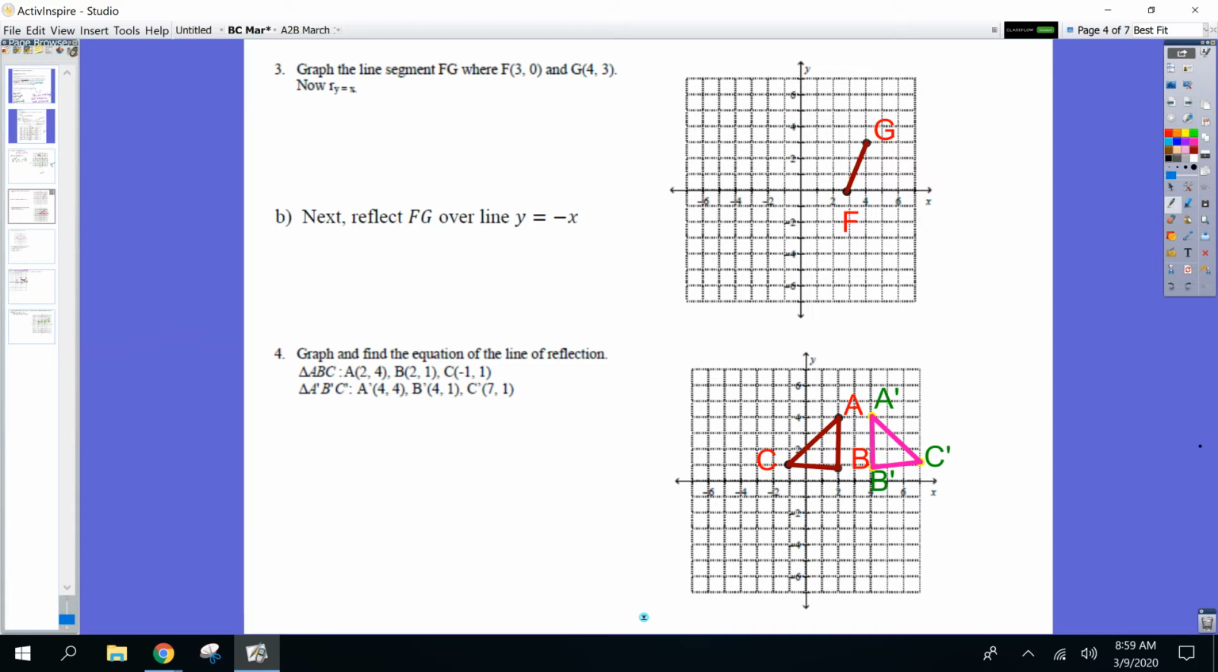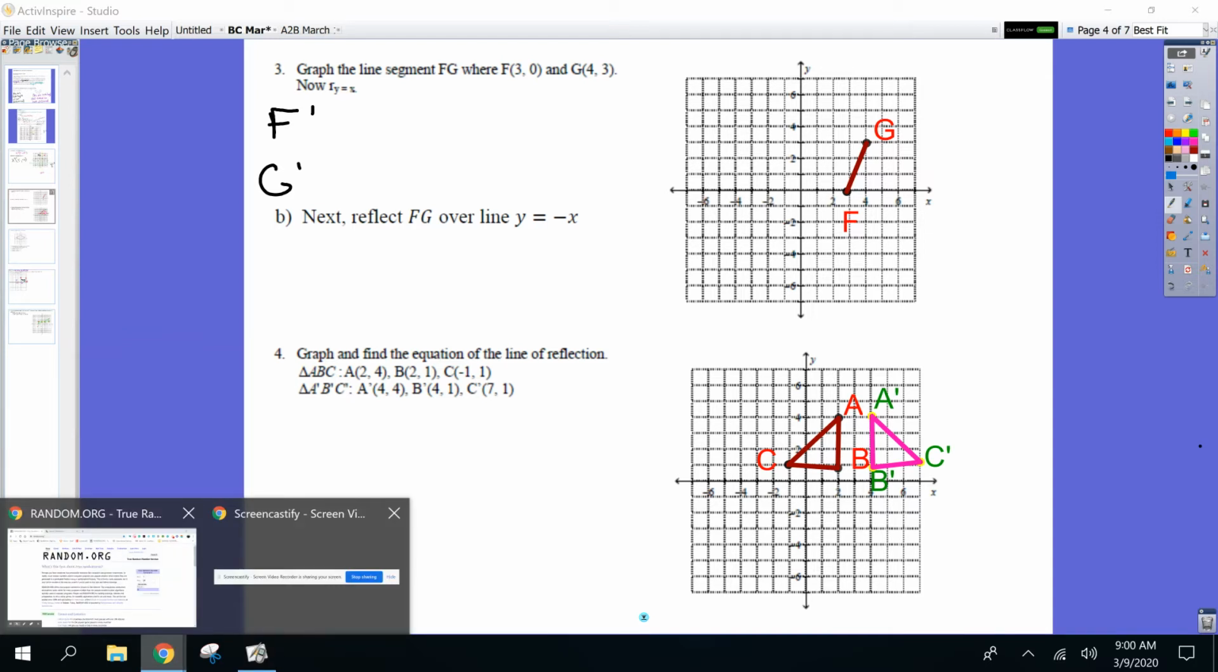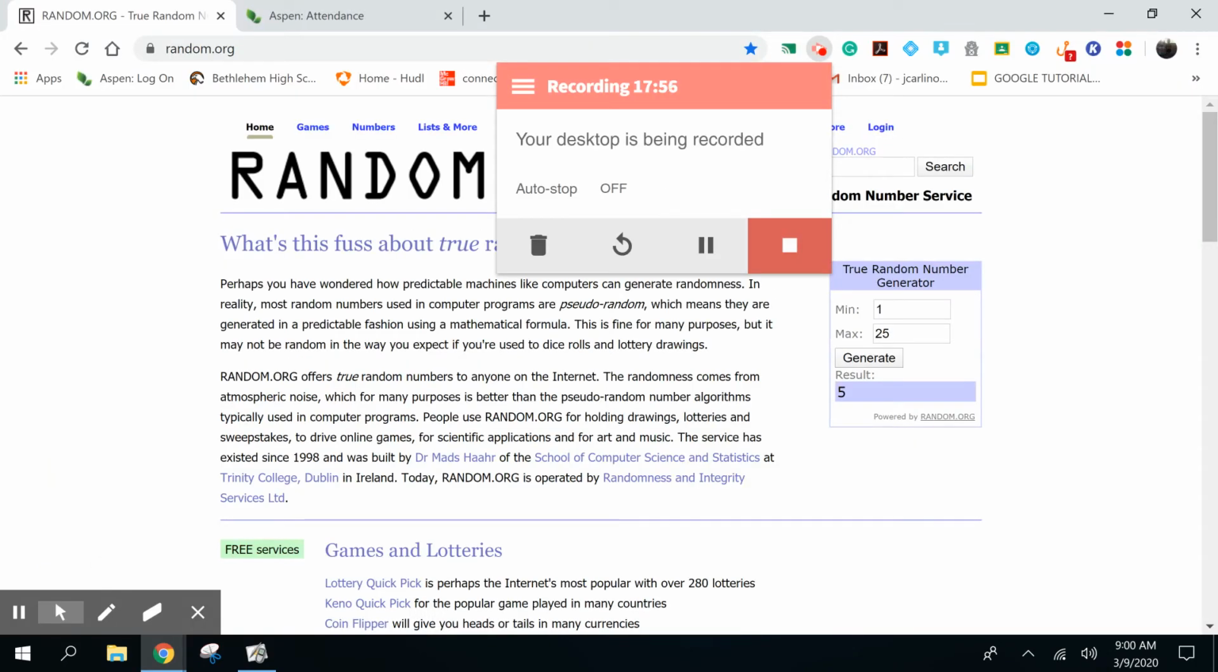Okay, let's get moving here to make up for some time. FG. I put it into symbol notation now. What line are we going to reflect F and G over? Y equals X. This is one of the only rules I've had you remember so far. Y equals X. What am I going to ask you to do to the coordinates?